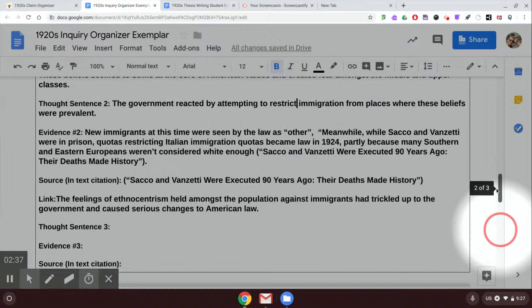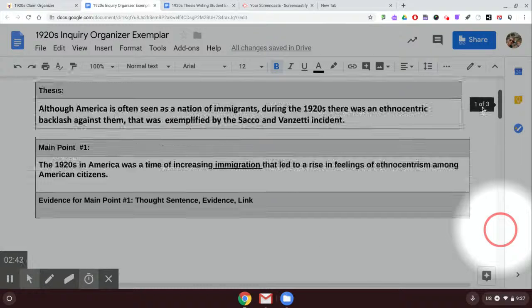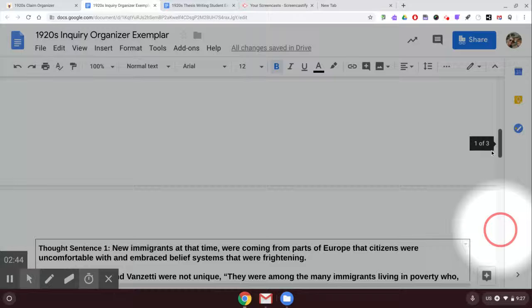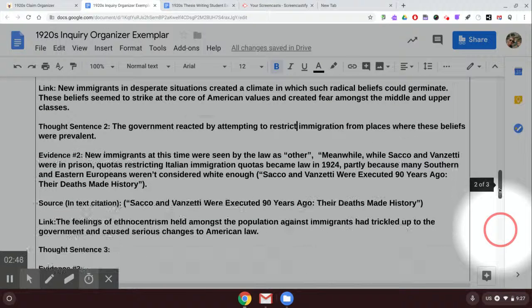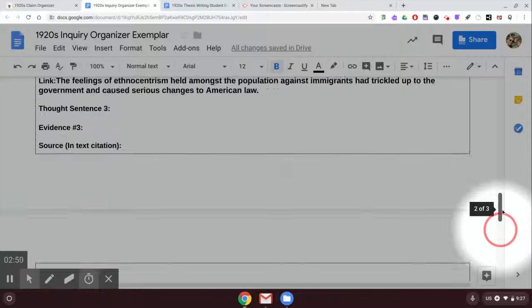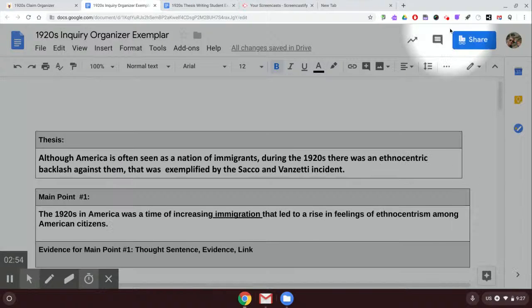Again, this is just to show you the structure of things. My hope is that you're using the answers from your research questions both to develop your thesis, your main points, and then to use as evidence throughout your essay. That's the goal of doing the type of research that we're doing. If you have any questions, feel free to see me and ask.